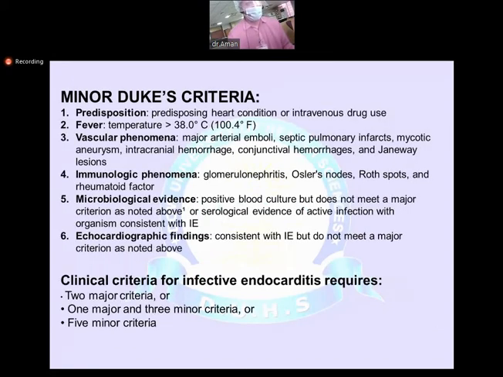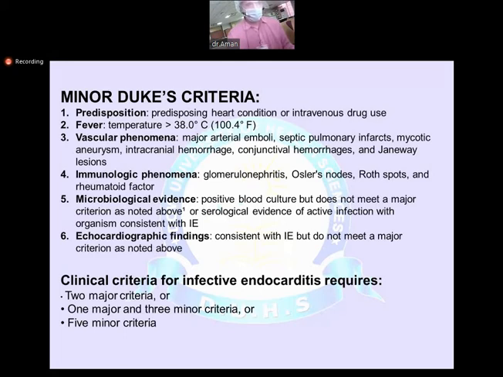These are the minor Duke criteria. You have the predisposing heart condition, IV drug abuse, and fever more than 100.4. In vascular phenomena, you have major arterial emboli, septic pulmonary infarct, aneurysm, intracranial hemorrhage, conjunctival hemorrhage, and Janeway lesions. In immunologic phenomena, you check for glomerulonephritis, Osler nodes, Roth spots, and rheumatoid factors.